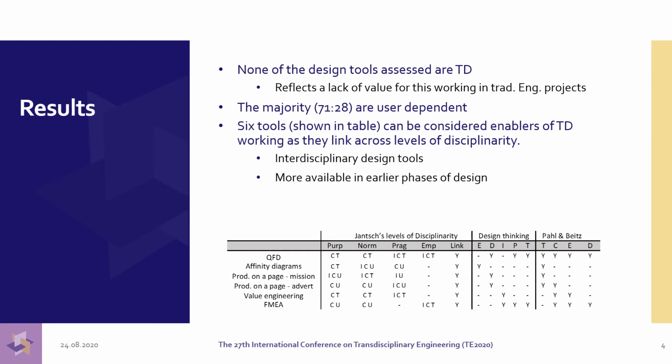By making explicit links between disciplinary levels, the 6 tools shown in the table below can be considered enablers of transdisciplinary working. They are considered to be interdisciplinary, as they link distinct levels of Jansch and are generally shown to be more available in earlier phases of design.